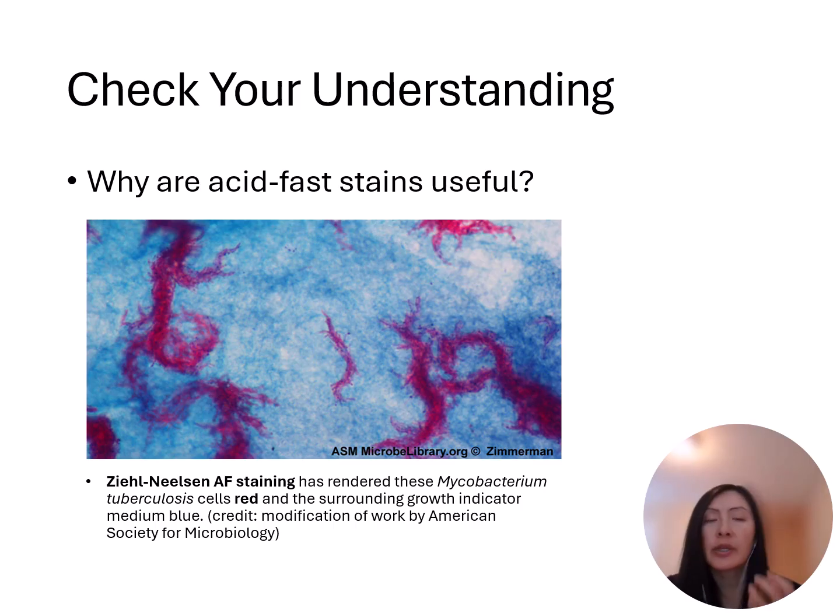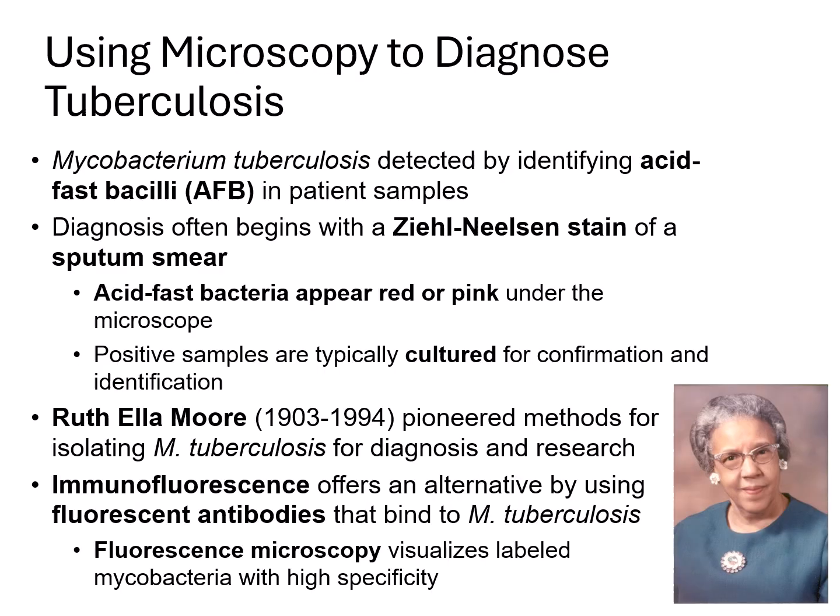Remember, at the end, you're going to get red or pink cells if they're acid-fast, and blue cells if they're non-acid-fast. So acid-fast staining can be used to detect and diagnose tuberculosis in patient samples. You usually take a sputum sample from the patient and you apply that Ziehl-Neelsen stain, those staining methods. If you get red or pink, then you culture that sputum sample further to confirm and make sure that acid-fast bacteria are actually present.